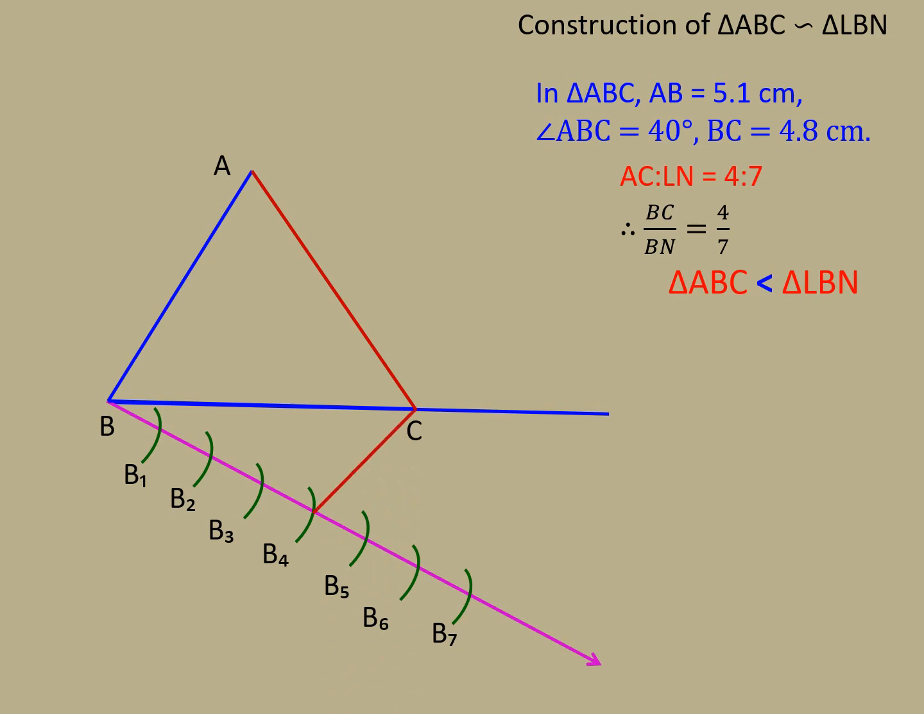Got it? Now from B7 we will draw a line parallel to B4C, and that is possible when we draw an angle congruent to the angle. So we will need to draw an angle equal to angle B4C at point B7. For that I will take a radius and draw an arc from B4. The same radius from B7 also I will draw.